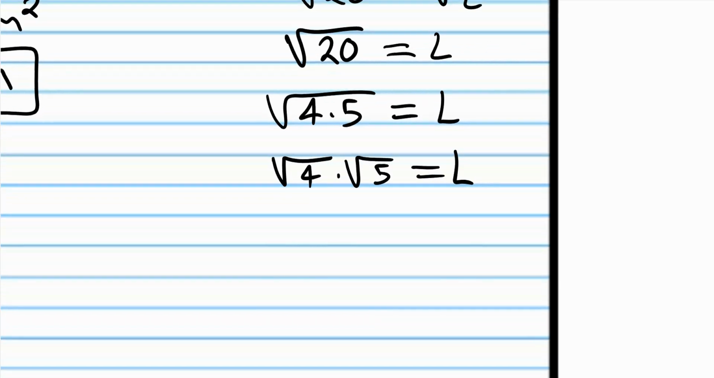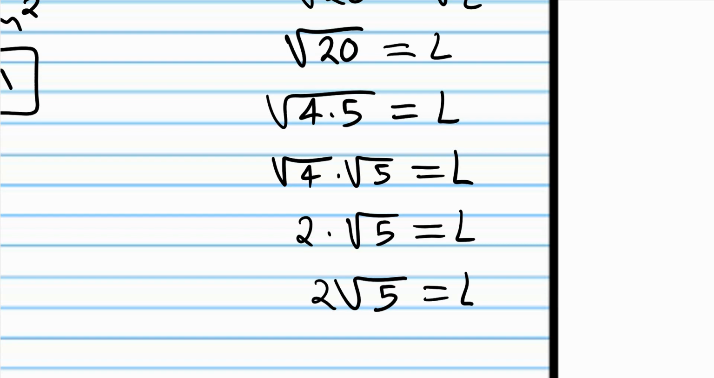And square root 4, that's asking what number times itself is equal to 4? Well, that's just 2. 2 times 2 is 4. And then we can get rid of the dot, because again, when you put a number right next to a root, that just means 2 times root 5. And that is our answer. So if you got that answer, good job.